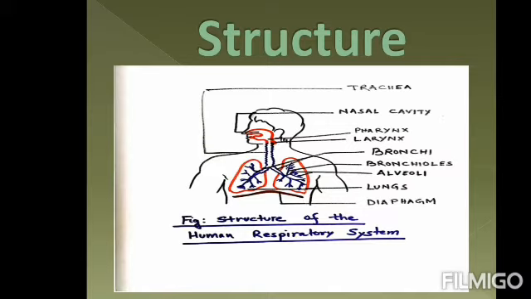Then comes the pharynx, which is a long tube-like structure that continues after the nasal passage. After that, larynx is the voice box, which is a part of the pharynx. Then comes the trachea. These are rings of cartilage that prevent the trachea from collapsing. Then comes the bronchi. There are a pair of bronchi, also tube-like structures that branch out from the trachea, each bronchus going to each lung.